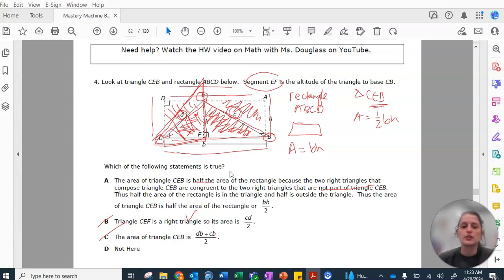They look like two rectangles that were cut diagonally, and that makes triangles. Thus, that means, okay, because of that, half the area of the rectangle is in the triangle and half is outside the triangle. I agree with that. Thus, that means because I said that, it must be that the area of triangle CEB is half of the area of the rectangle, or our base times our height cut in half. That sounds right to me.